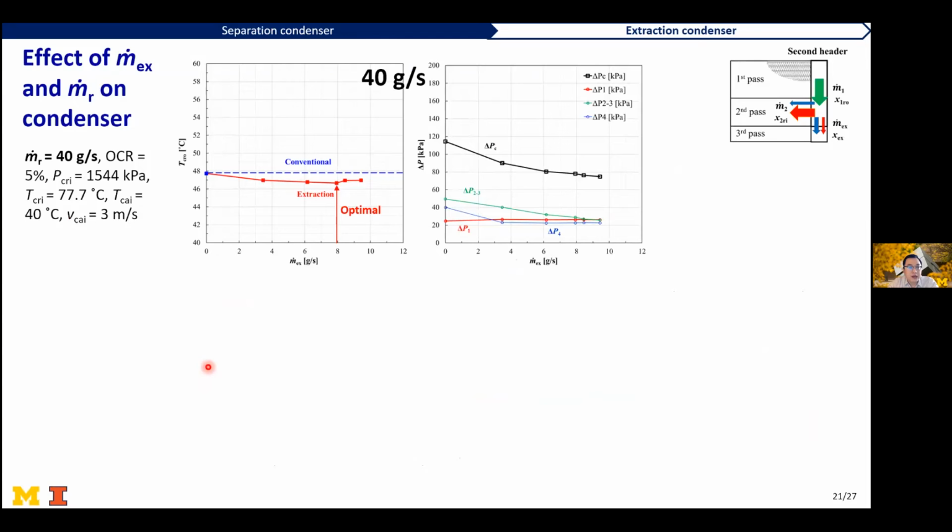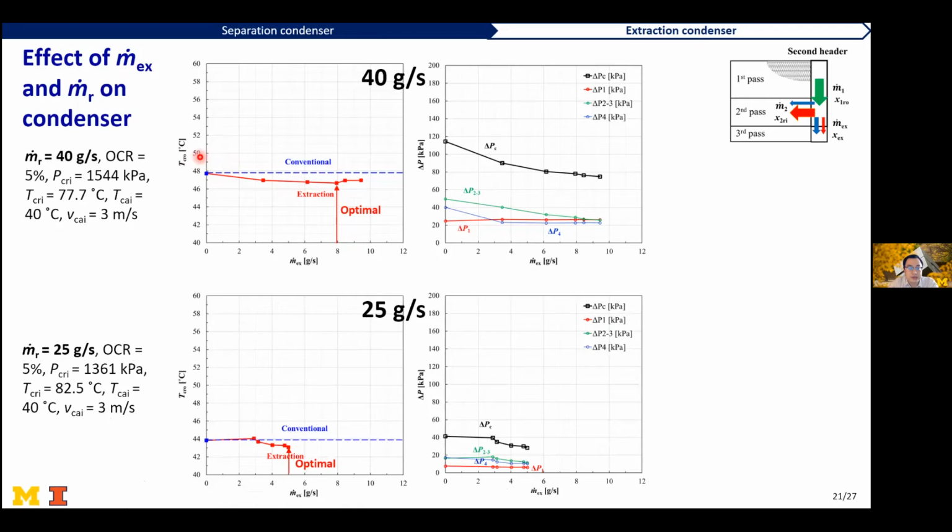So here I'm showing the effects of mass flux, and first the effect of extraction mass flow rate on the condenser performance. And we can see that there's always an optimal extraction flow rate, which gives the lowest TCRO, the condenser refrigerant outlet temperature. So with this temperature being lower, the exit specific enthalpy for the refrigerant is lower, so the condenser capacity is higher.